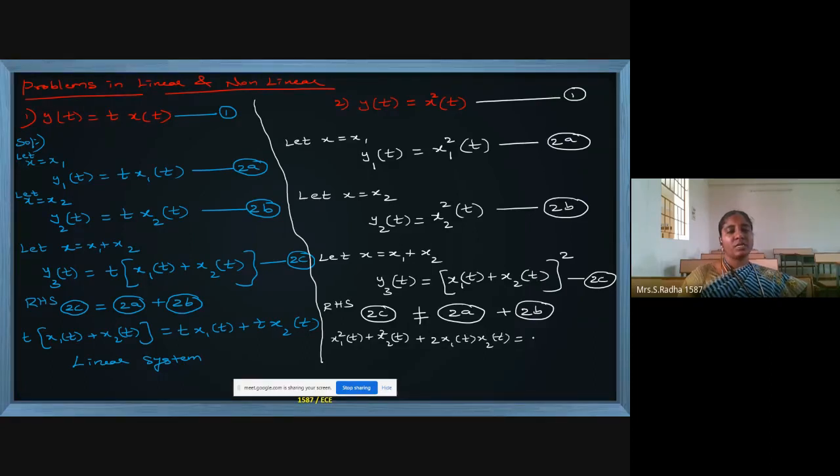If you see the first equation, it is x1 square of t, case 1 equation. Case 2, it is x2 square of t. They are not equal. Additionally, one more term is there on the 2c. So it is not equal. Not equal means the system is a non-linear system. So like this, you try a few more problems. I told you how to analyze whether it is linear or non-linear. One problem will come on linear, non-linear also for the internals.